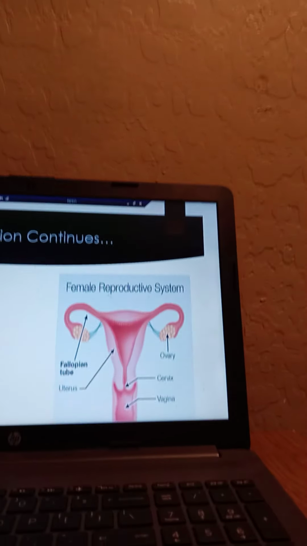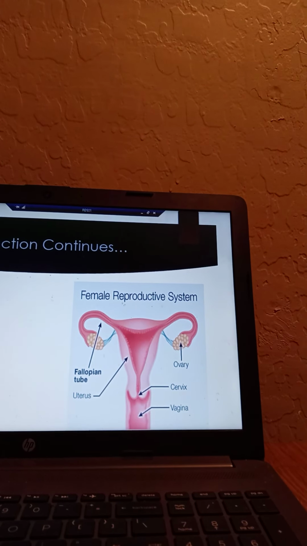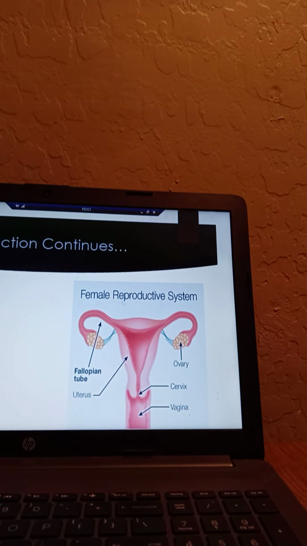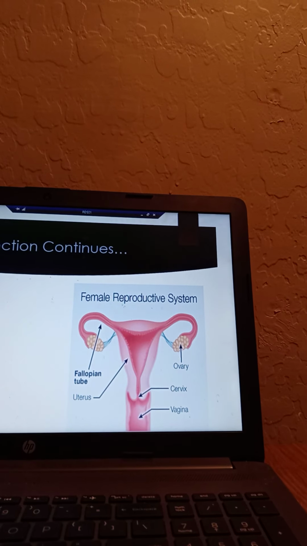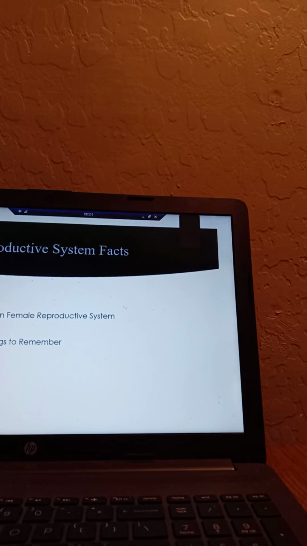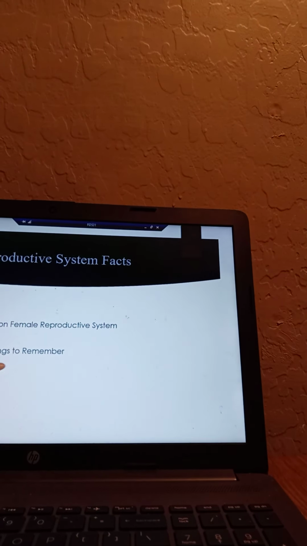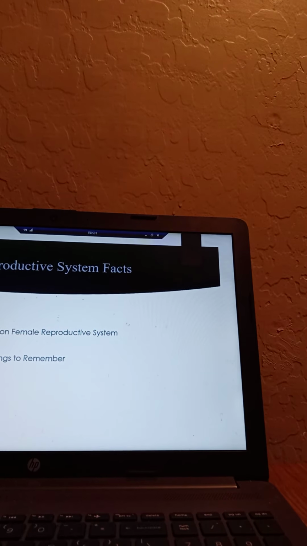And we continue on. This is another picture, and I read off the rest of that on the female fallopian tubes and the ovaries that I just read. And now we're going to move on to the important facts on the female reproduction and things to remember.